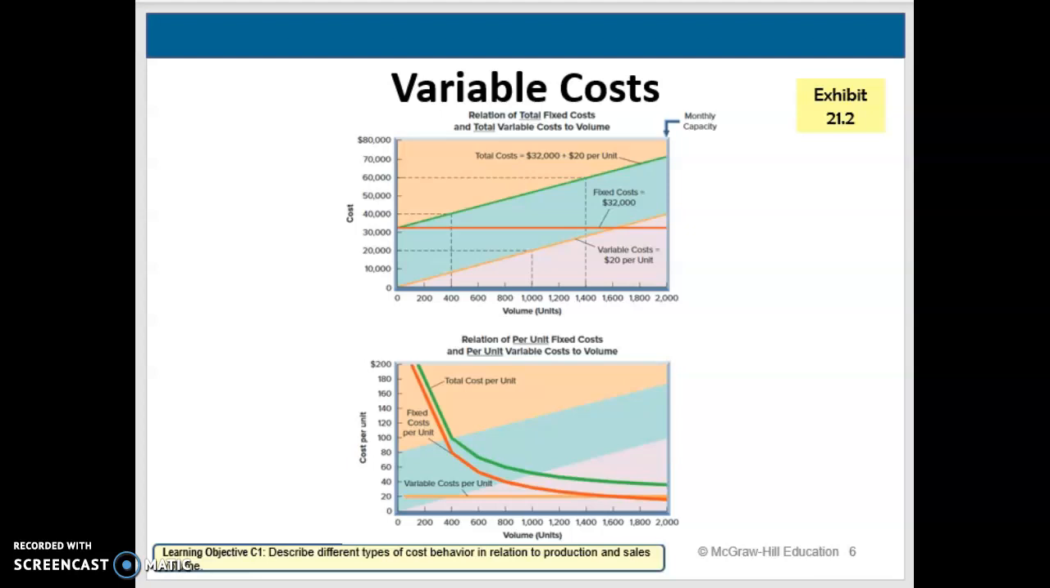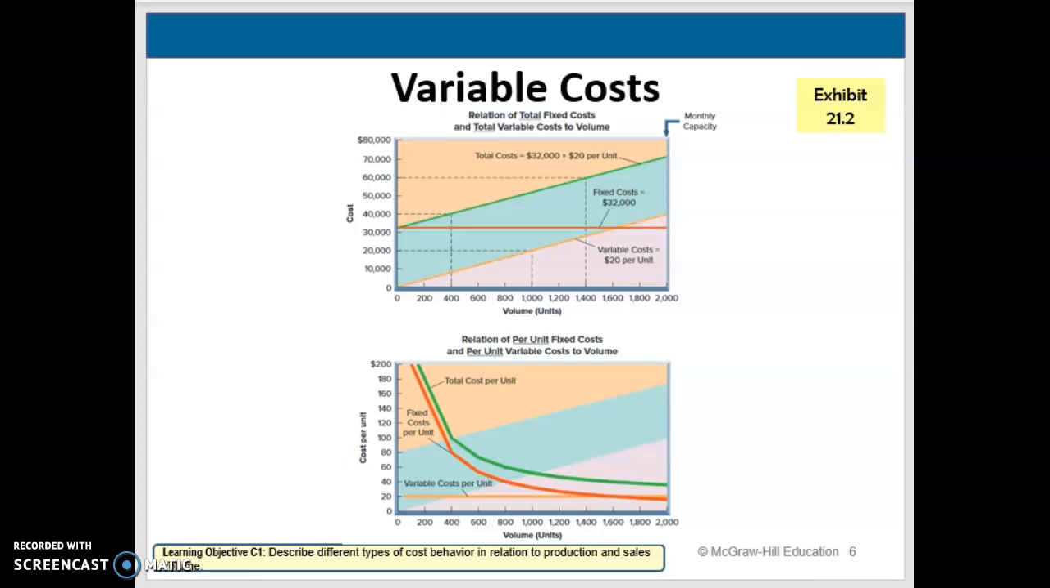All right, let's look at our next type of cost. It's a variable cost. Variable means that it changes in proportion to the amount of volume that you have. So direct materials in the cost of a product would be an example of a variable cost. The more products you make, the more direct materials you need. If you made less, you would need less direct materials. So it's in direct correlation with the volume of activity.